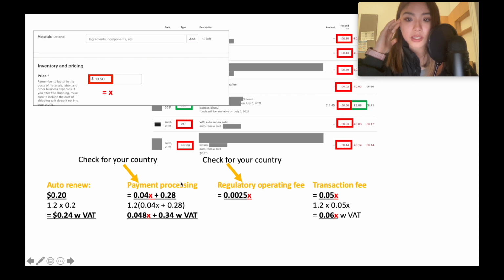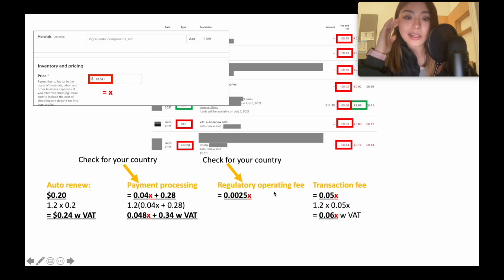So if we call that X, then we've got the auto renew, so that's 20 cents or 24 cents with VAT, and then the payment processing fee, so you need to check for your country. In the UK it's 4%, so we're going to do 0.04x our price plus 0.28. So it's 20 cents plus 4%, so 20p plus 4%, so that's 28 cents. And then if we have VAT, then the total cost is 1.2 times this number, so that works out to be this, right, with VAT.